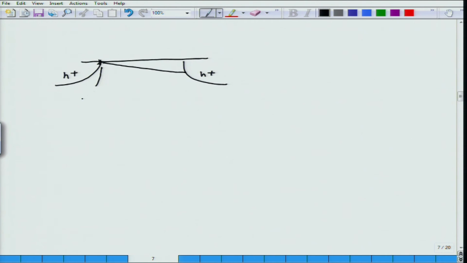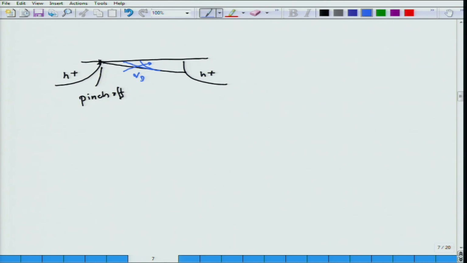So, there is pinch off of the channel. If I continue to increase the Vd, this pinch off is going to increase. So, this is going to move more in this direction with increasing Vd. So, why is it that the current is getting saturated at this point?